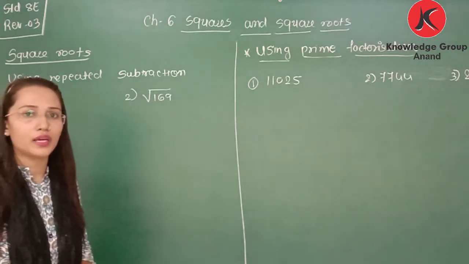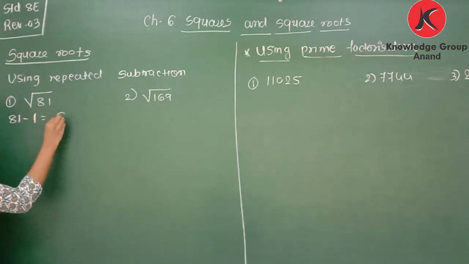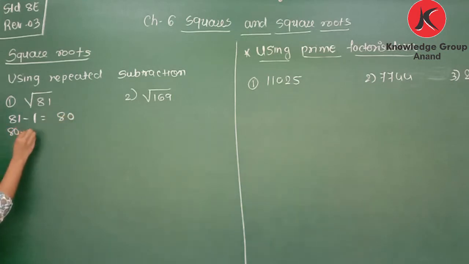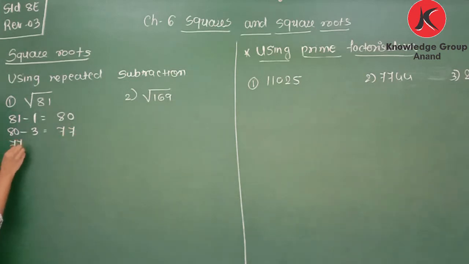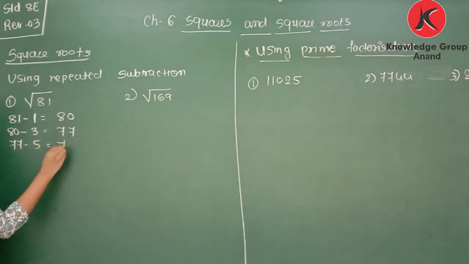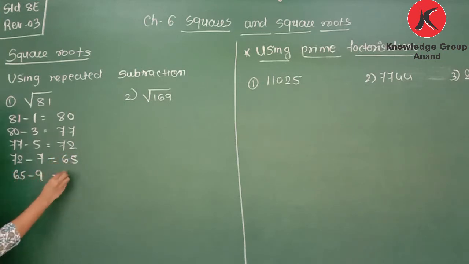If we subtract consecutive odd numbers from 81, then we will get the square root of 81. So let's start. 81. First odd number is 1. So 81 minus 1 is 80. Now 80 minus 3 is 77. Next odd number is 5, so 77 minus 5 is 72. Now 72 minus 7 is 65. Now 65 minus 9 is 56.